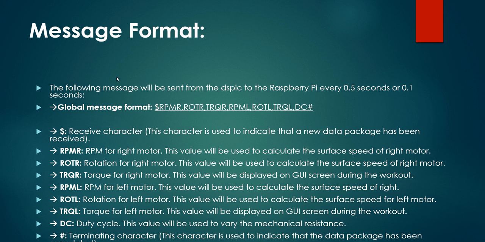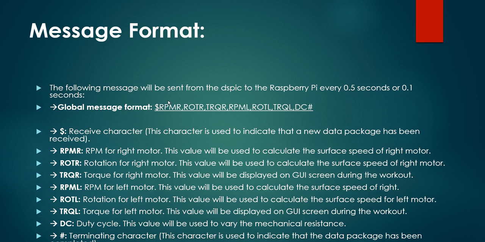Now the message format for the data that will be sent from the dsPIC33 to the Raspberry Pi is over here. That will include the RPM, rotation, torque, and duty cycle. We can see here the dollar sign represents a start character. This character is used only to indicate that a new data packet has been received. And then at the end you see a pound key. This is the terminating character. This character is used to indicate that the data packet has been completed.